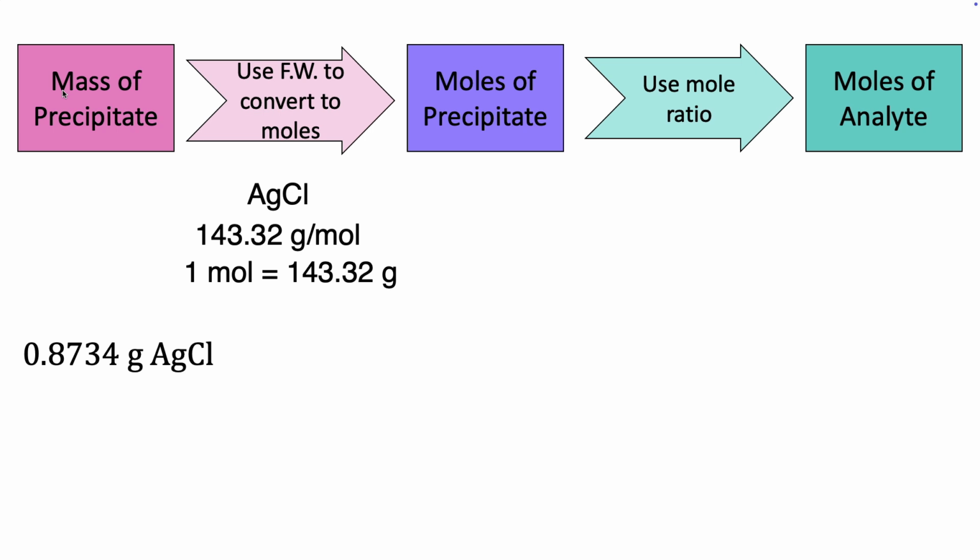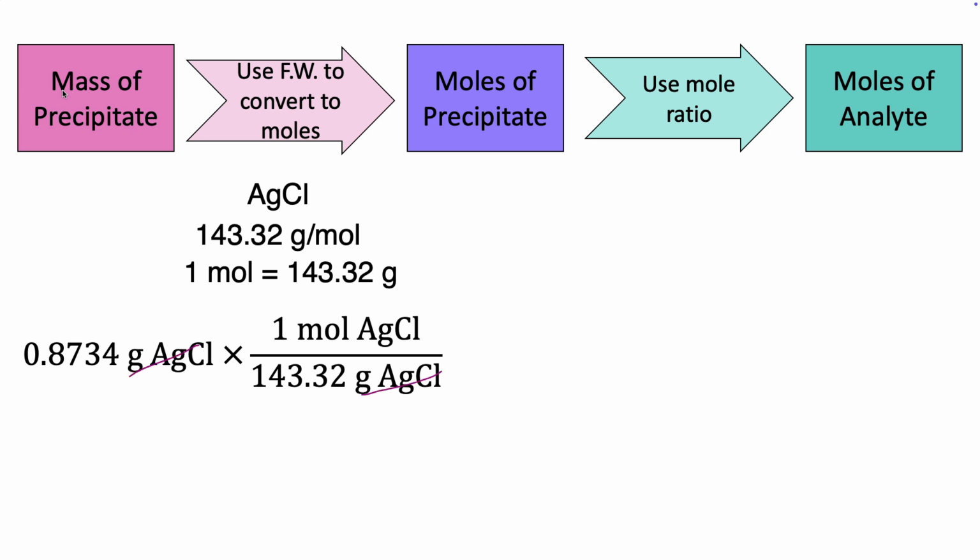Then, figure out which one you want on top or bottom of your conversion factor based on the units. In this case, you want the grams of silver chloride to cancel out, so we put grams on the bottom and moles on the top. If you were to stop here, you'd see that our precipitate consists of 0.006094 moles of silver chloride precipitate, but you're going to continue on.